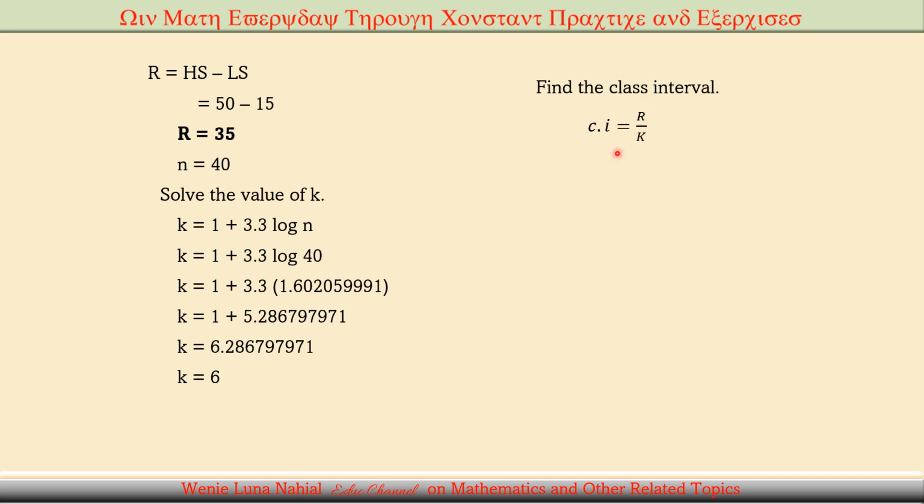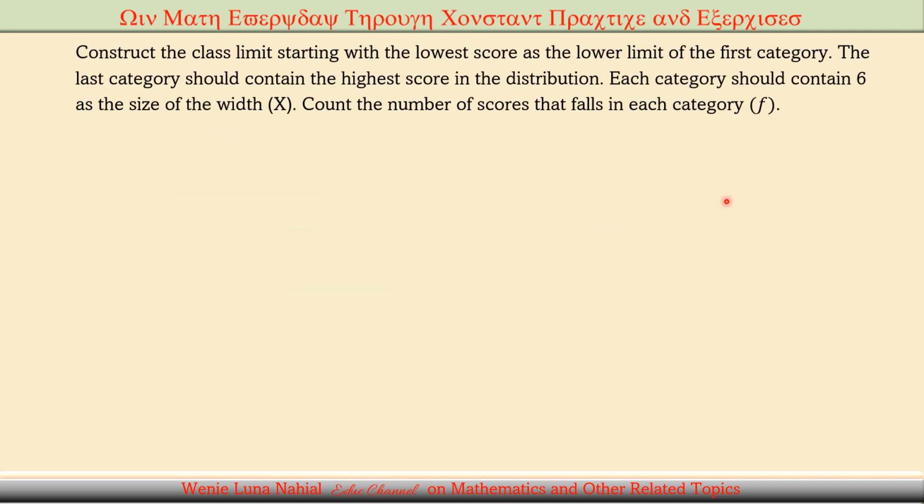So the class interval, CI, equals r over k. Our r, the range, is 35. Our k is 6. So 35 divided by 6 is 5.833. So you have to round it to the nearest whole number. So what we got here is 6. So the class interval is 6.